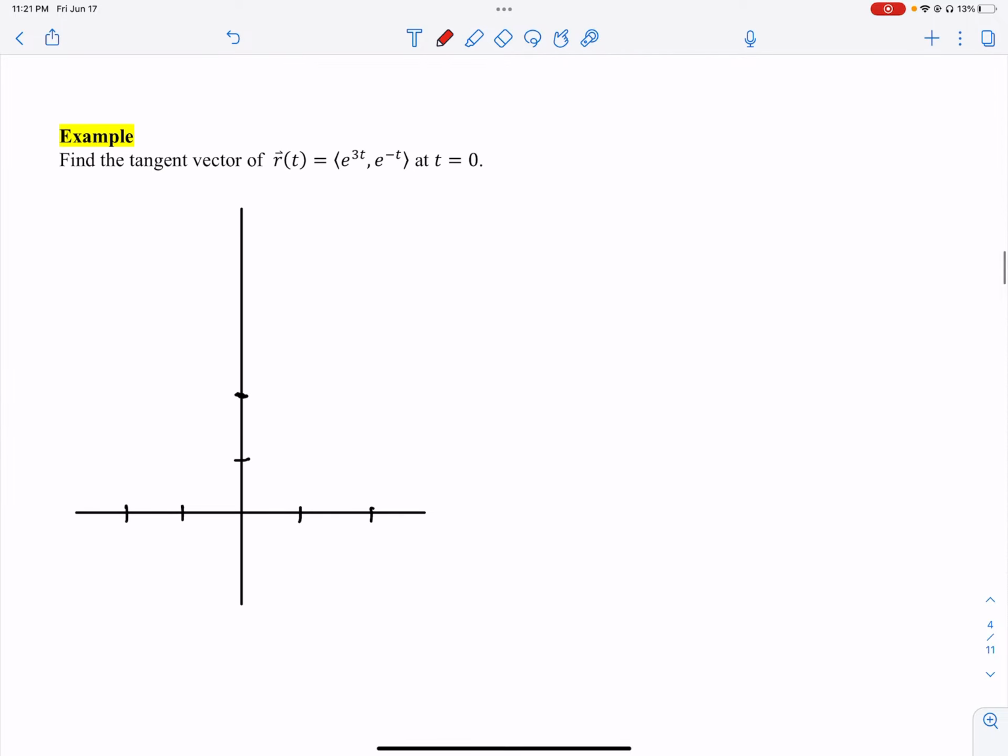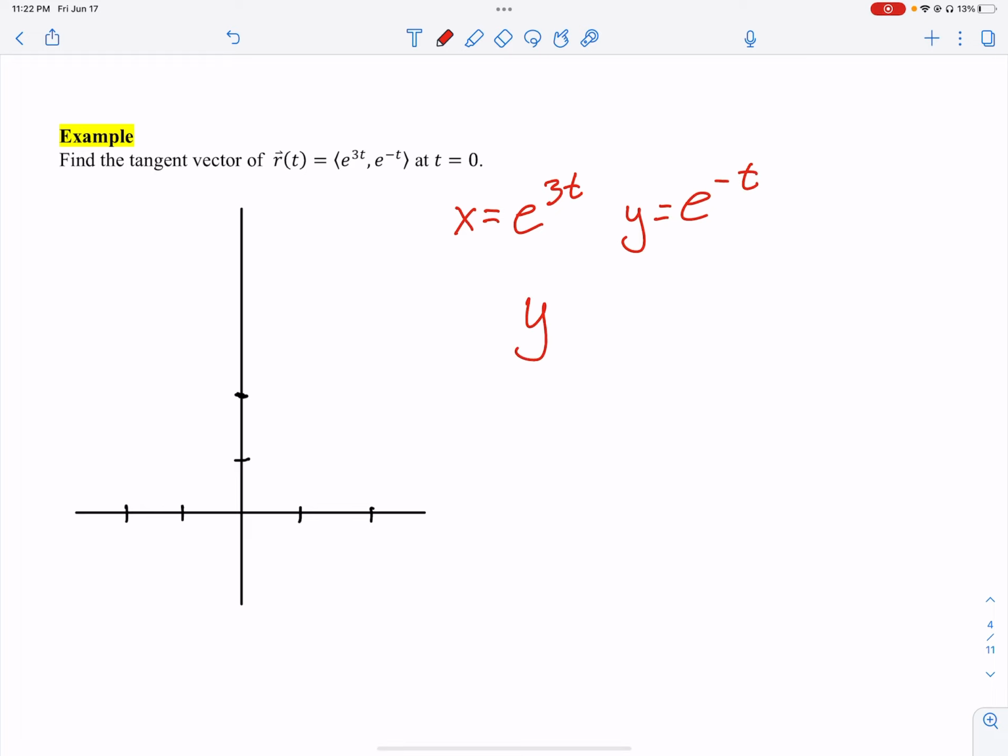All right, let's check out another example. In this example, we're going to have a tangent vector, and we just want to find the tangent vector at that point. All right, so we have this. Let's figure out how to graph this thing. We have x equals e to the 3t and y equals e to the negative t. What we want to do is figure out a way to plug these into each other.